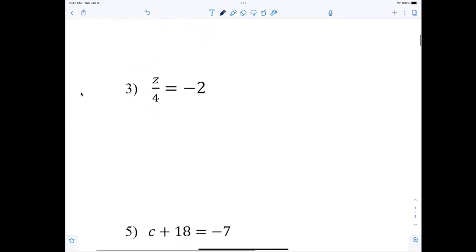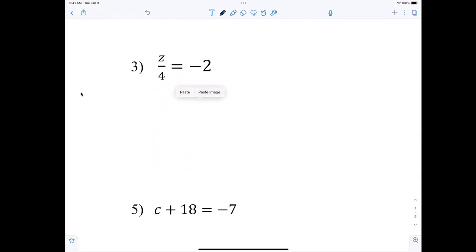All right, so let's take a look at number 3. Now, for number 3, that literally says z divided by 4.